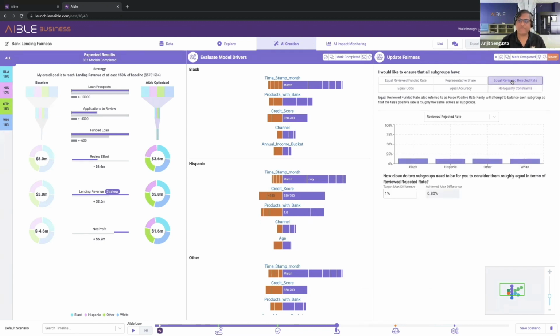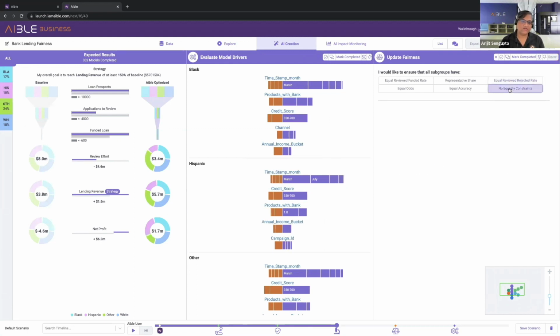I want to be fair. And my definition of fairness is my rejection rate should be the same. And Aible comes in and it can pull it off. And I just see that I reduced my profit a little bit. I reduced my revenue a little bit, but it's not that bad. If I compare that to no equality constraints, it's not that bad. I might even make a little more revenue.